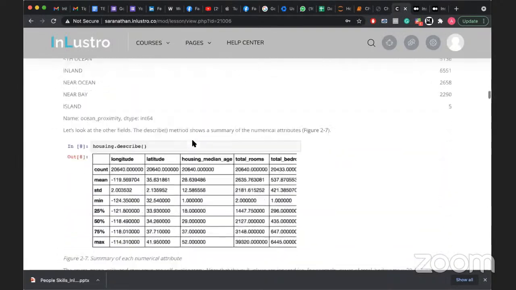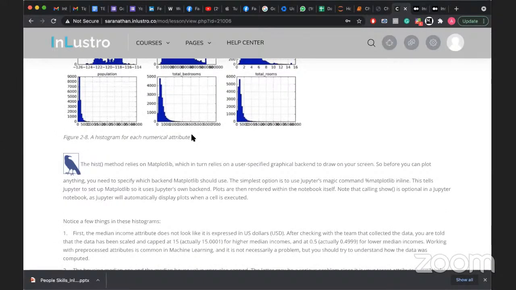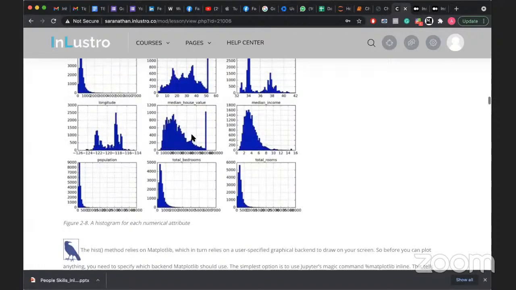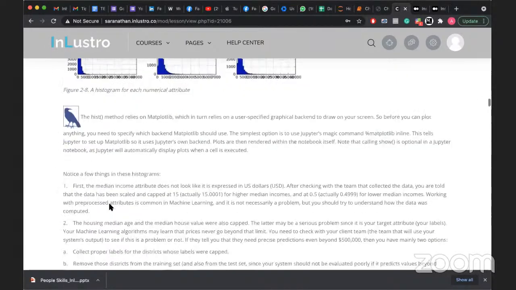So we've done all this and you've seen the histogram. Let's look at a couple of observations here. The median income attribute does not look like it is expressed in US dollars, because obviously $1,600 cannot be the median income. So there is some other scale in which it is represented. After checking with the team, you're told that the data has been scaled and capped at 15 for higher median incomes and at 0.5 for lower median incomes.